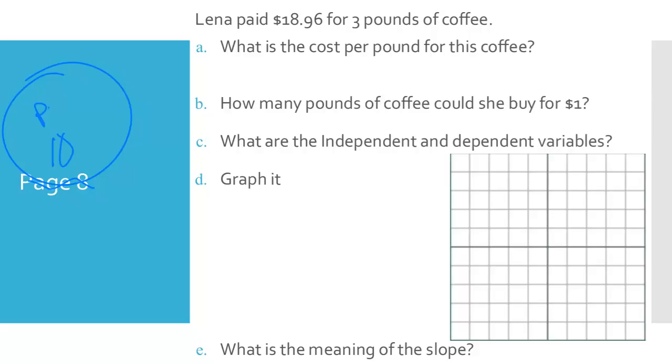Lena paid $18.96 for 3 pounds of coffee. Jaden, are you with me? Okay. For 3 pounds of coffee, what is the cost per pound for this coffee? How many pounds of coffee could she buy for $1? What are the independent and dependent variables? Graph it. And what is the meaning of the slope?